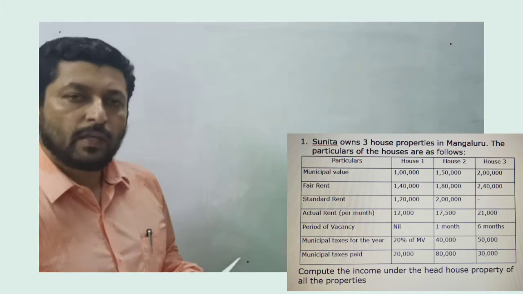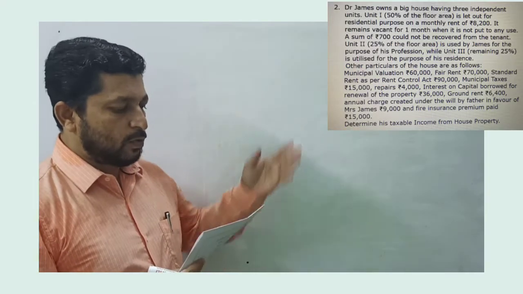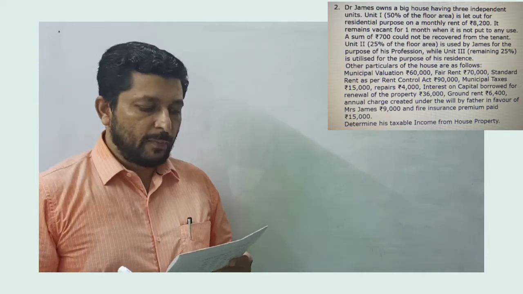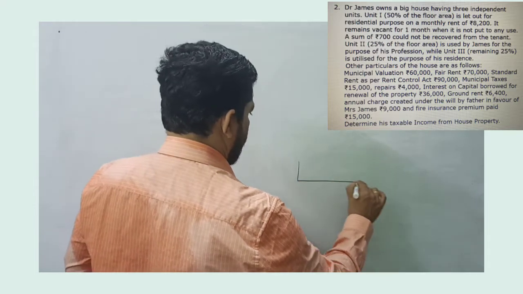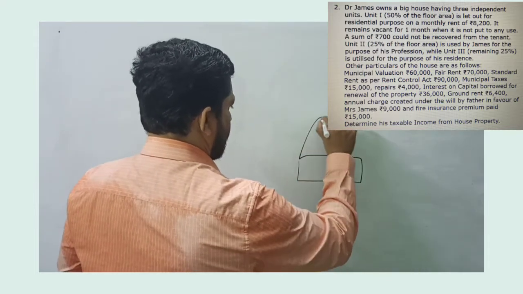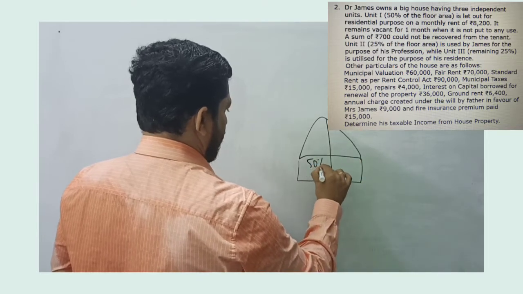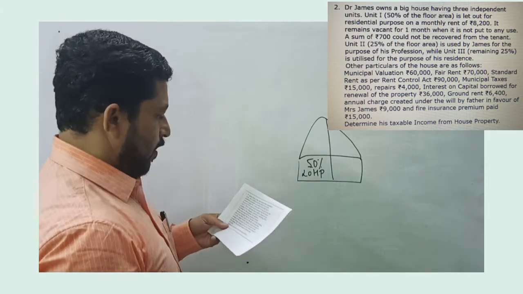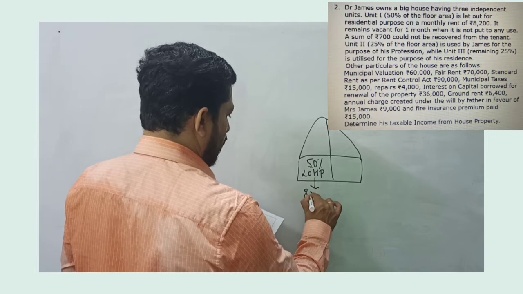So let's look at the second problem. Dr. James owns a big house having 3 independent units. Unit 1, 50% of the floor area is let out for residential purpose. So let's assume a big house, 50% of the portion is let out on a monthly rent of rupees 8,200.